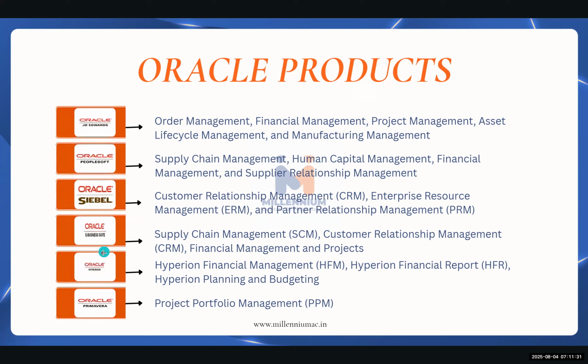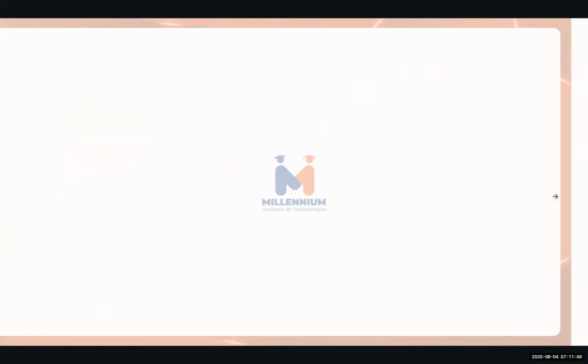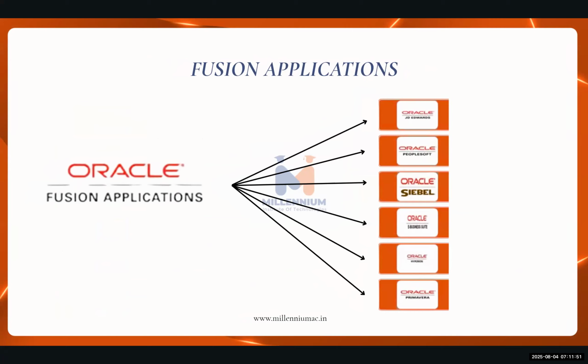Because of Hyperion, we have the Essbase database that we are going to discuss in the coming sessions. And then we have Primavera, which is specially for project portfolio management, which is project accounting. And here we have discussed that Fusion applications are integrated from different ERPs.